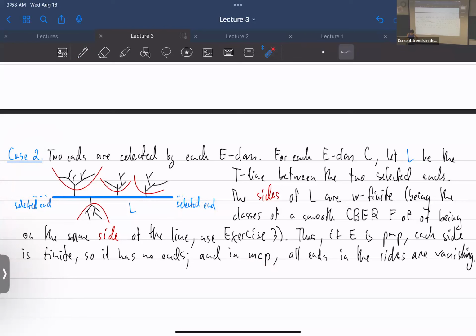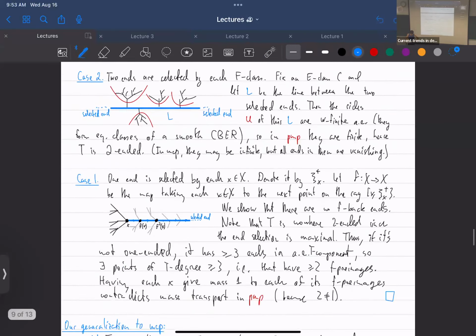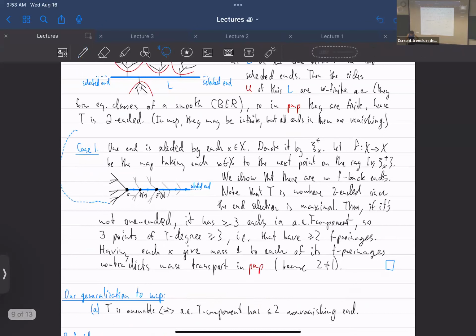This one is fine. It's the case of selecting one end that is not fine. So let me copy that picture as well. Whatever, I will copy a bit more of the text, sorry.